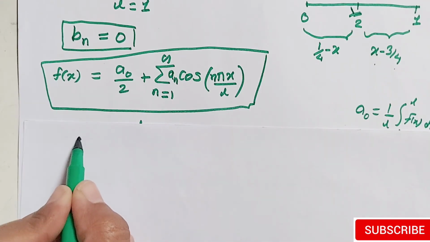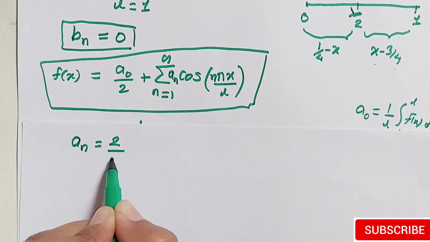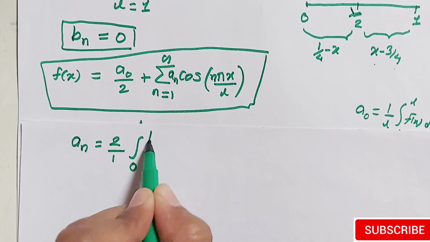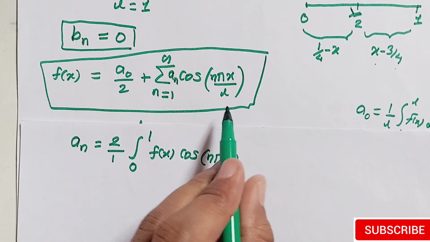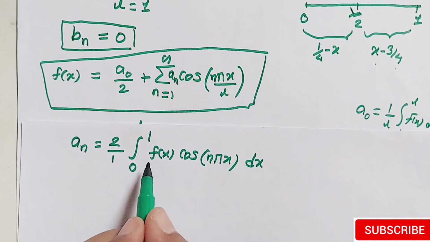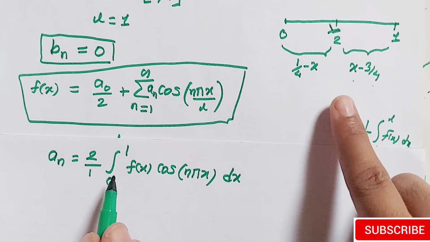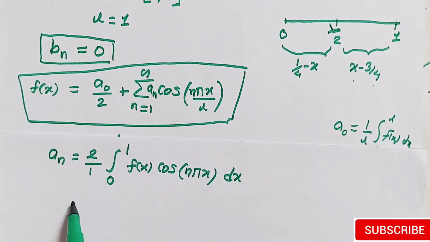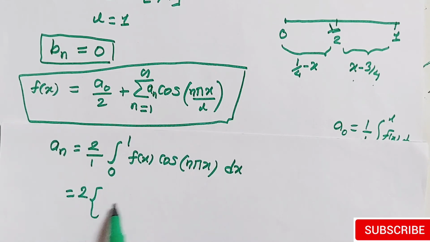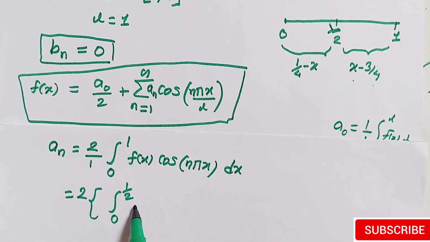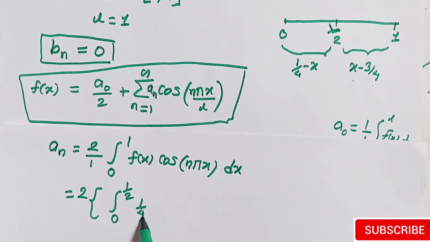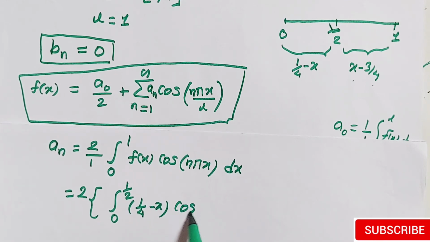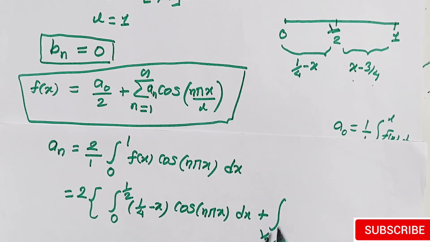Next we have to find the value of an, and the formula is 2/L, L is 1, integral 0 to 1 f(x) cos(nπx/L) dx, L is 1. Again we have to put the value of the function. For the value of the function we have to divide this integral into 2 parts. So 2 in brackets, integral 0 to 1/2, in this interval the value of the function is 1/4 − x, cos nπx dx, plus next is integral 1/2 to 1.